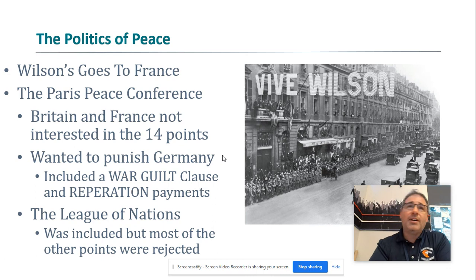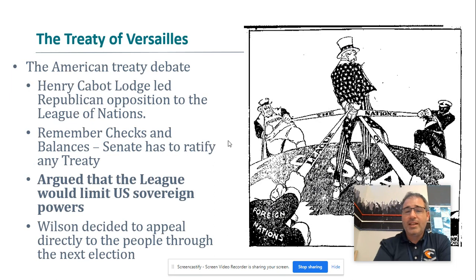In exchange for getting those two things, which is just going to set up World War II, Wilson gets the League of Nations put into the treaty. Now, the League of Nations was that thing where the countries could get together to talk, and it's included. But most of the other 14 points are going to be rejected. And then the League of Nations is going to be rejected when Wilson gets back home with this treaty.